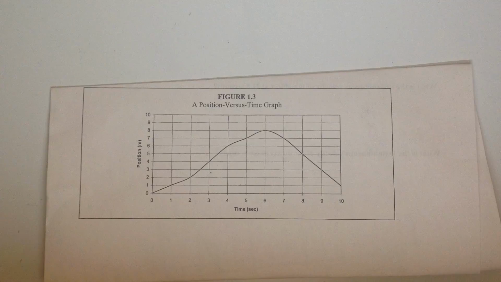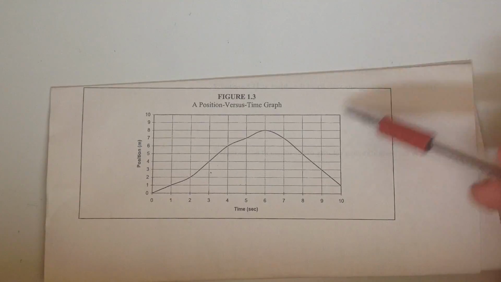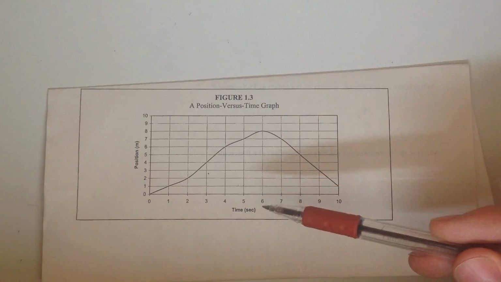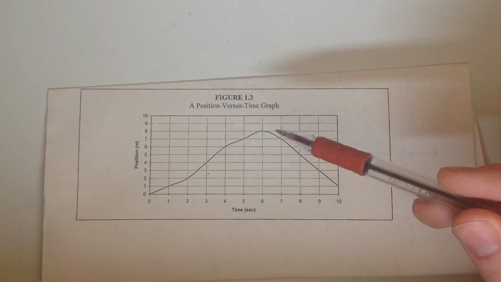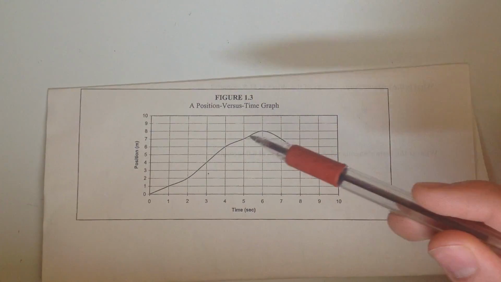So of the questions that could be asked here that would appear on a test, one of them would be, where do we change directions? And that would be right here at time equals 6 seconds, because our velocity goes from positive to negative, and we get the little crest on this graph.